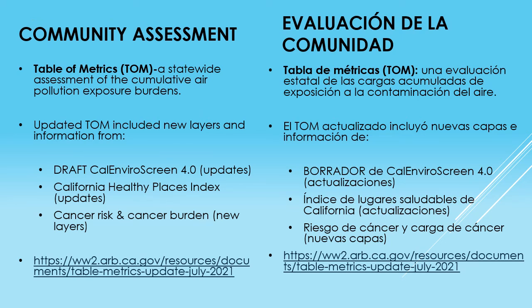Now I'd like to take a moment to provide information on an update to one of our tools that we've developed for the program. As part of the statewide assessment of cumulative impacts to communities, CARB developed a table of metrics to quantify the exposure burden in communities. This was initially released in 2018 and is meant to be used to complement a more detailed local assessment of the community. In July 2021, CARB staff posted an update to the table of metrics, version 2.0, which includes the draft CalEnviroScreen 4.0 data and other data source updates, such as the California Healthy Places Index and the cancer risk and cancer burden layers. You can find more information about this update on our website. The link also is posted in this slide.